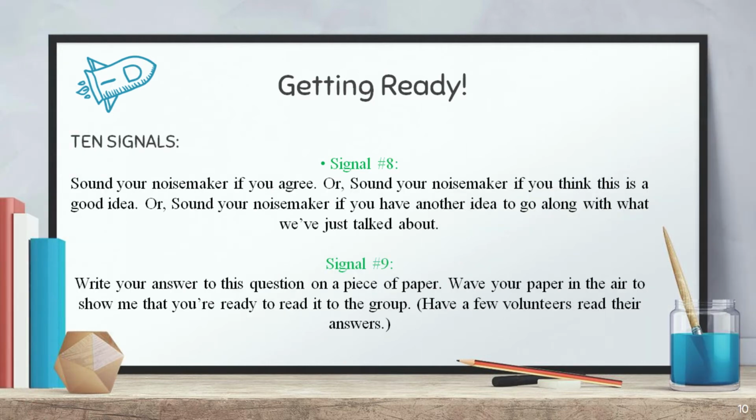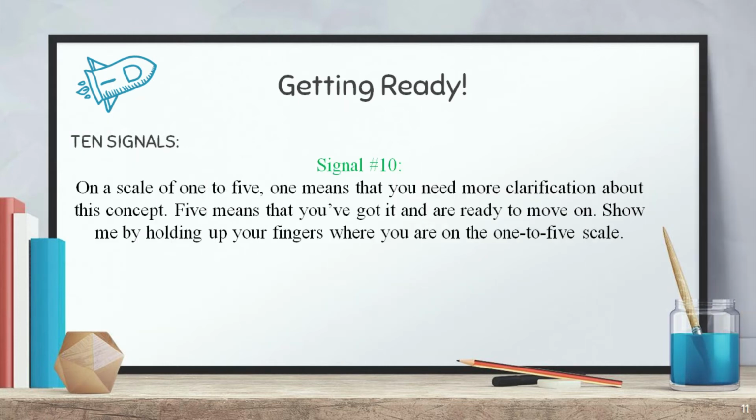Signal number 8. Sound your noisemaker if you agree, or sound your noisemaker if you think this is a good idea, or sound your noisemaker if you have another idea to go along with what we've just talked about. Signal number 9. Write your answer to this question on a piece of paper. Wave your paper in the air or show me that you're ready to read it to the group.